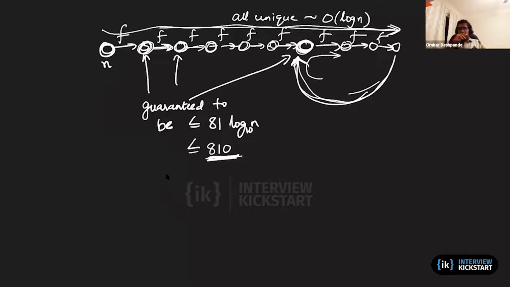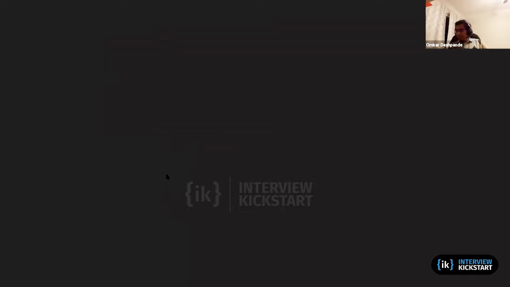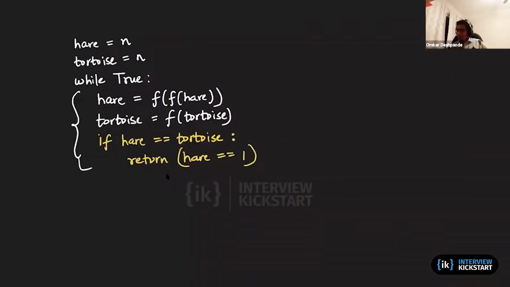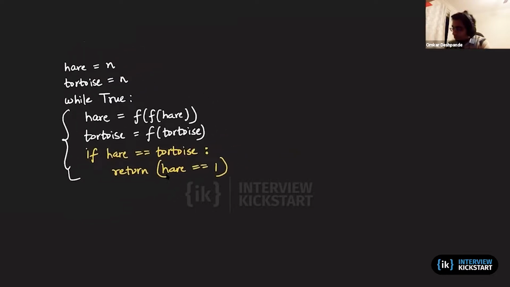So here, if you go back to the algorithm that you have written for this, you're first checking hare equal to tortoise, and then checking if hare equal to 1. You'll always reach hare equal to 1 before hare equal to tortoise, in terms of how many times you are calculating.